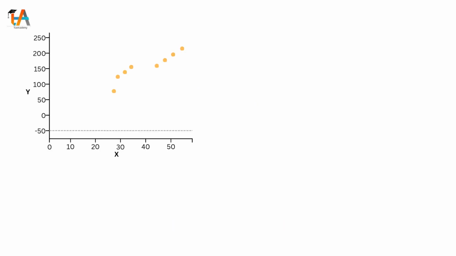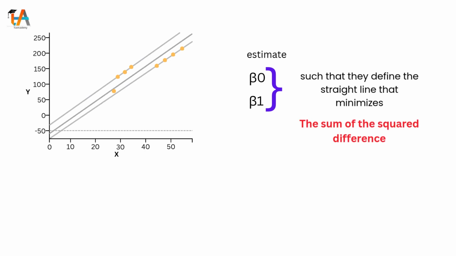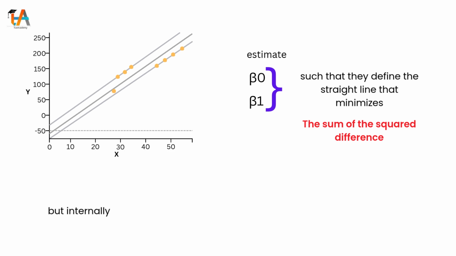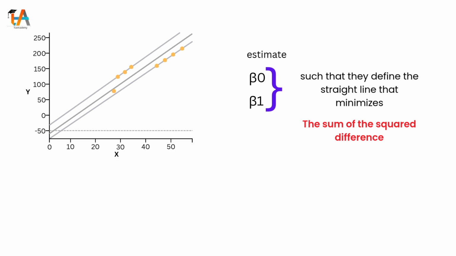The goal of the linear regression model is to estimate the parameters, beta 0 and beta 1, such that they define the straight line that minimizes the sum of the squared differences. To find the perfect line, linear regression does not rely on estimating many values of intercept and slope, but internally it uses the OLS, ordinary least squares, algorithm to estimate these parameters such that the sum of squared differences is minimized. The OLS method does this by finding the beta 0 and beta 1 that minimize this function.